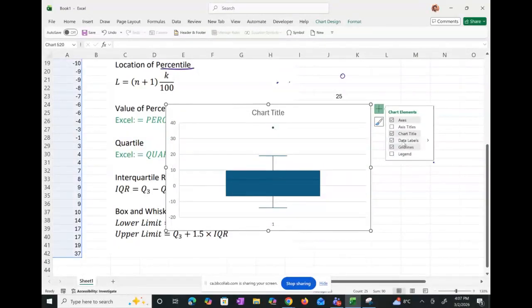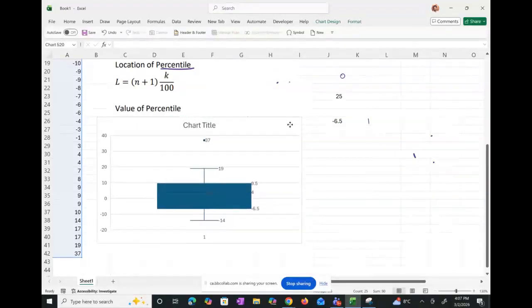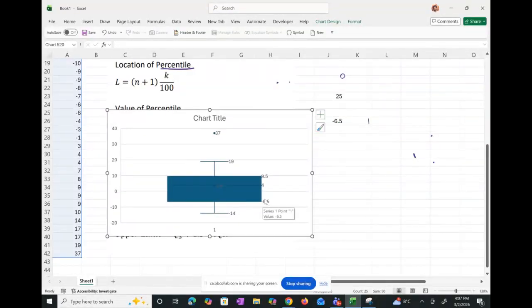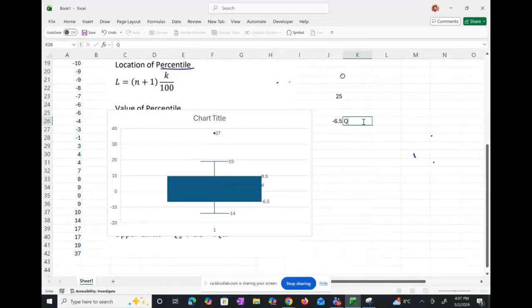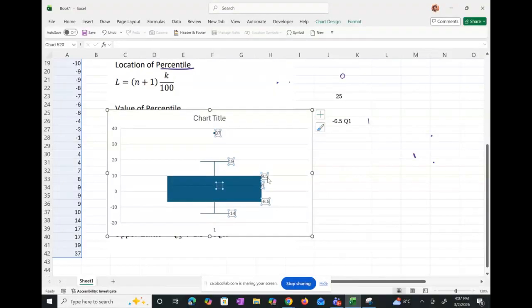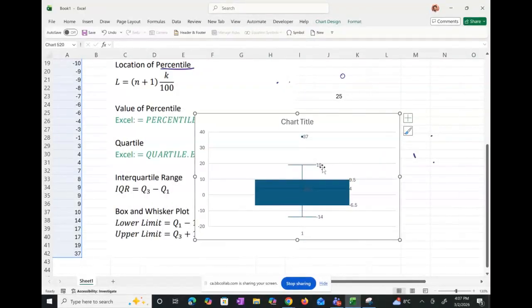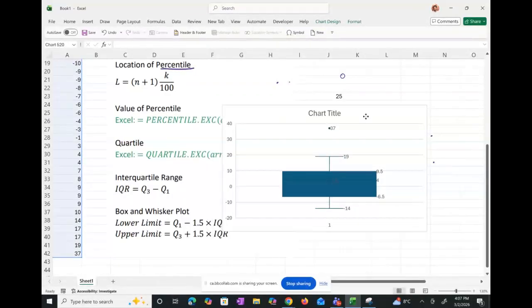So data labels. Did you see that quartile 1 is down here, negative 6.5, which we figured out as quartile 1, Q1. And this down here is quartile 2, 4 is the quartile 2, and 9.5 is the quartile 3. And these are the boundary conditions. The lowest value of the data is 14 and the highest is 19, but then there is 37, which is an outlier for the data, and that's what we're going to talk about now.